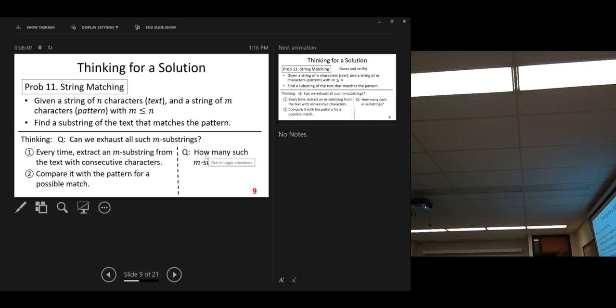How many such M substrings? Well, we want to look at the efficiency. How many character comparisons? We want to count that number. So we need to know how many such M substrings. Calculate that. Although that number is not hard to get, here let's apply this guess and verify approach.